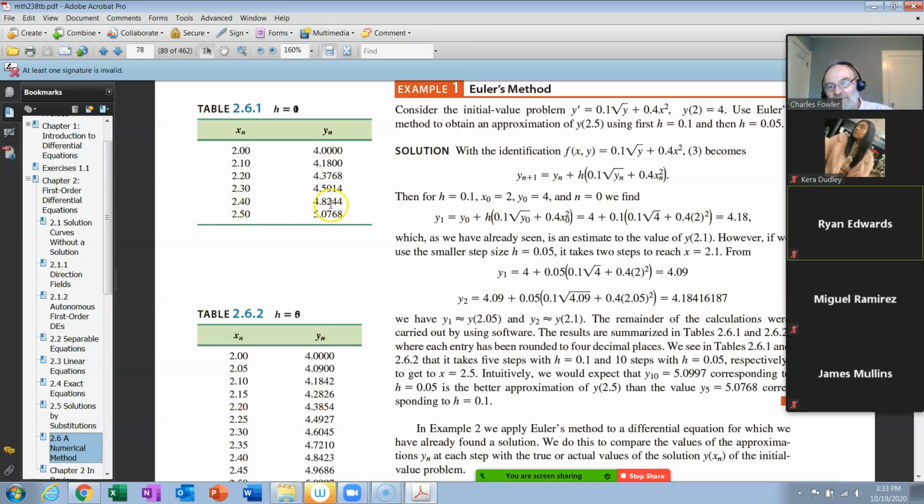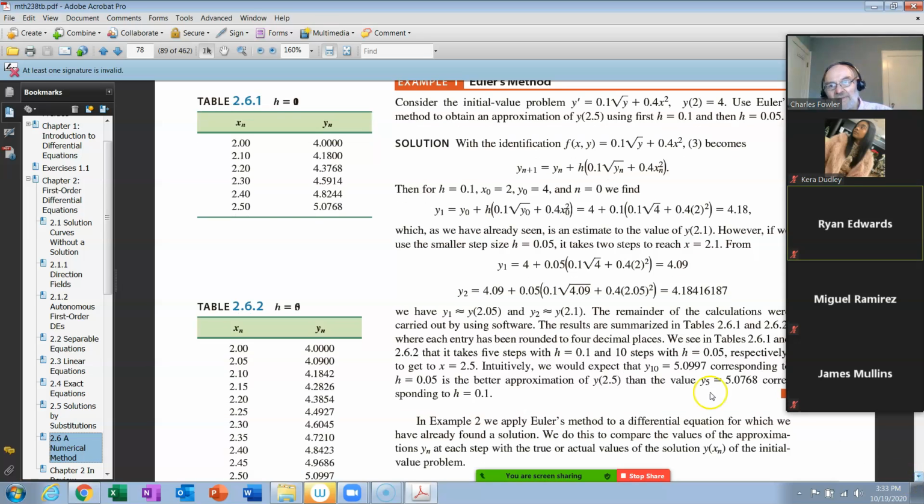2.4 here was 4.8244. This is 4.8423. So it's inching on up there a little bit. Let's just scoot down a little bit here. The 2.50 up here was 5.0768, down here 5.0997. Okay.